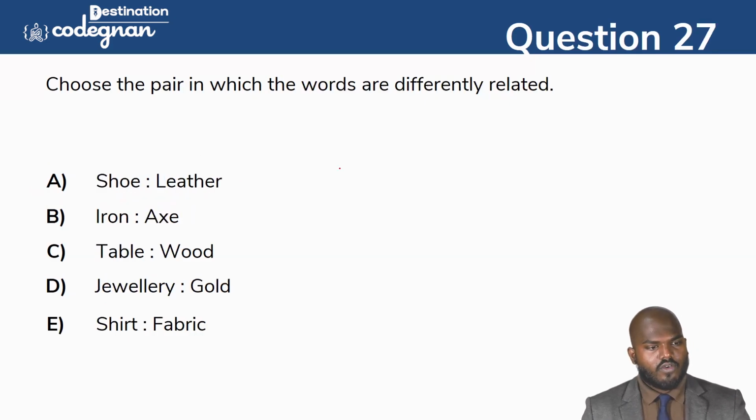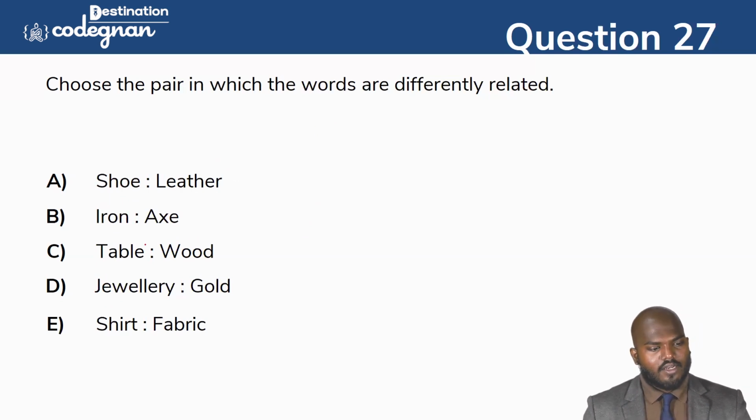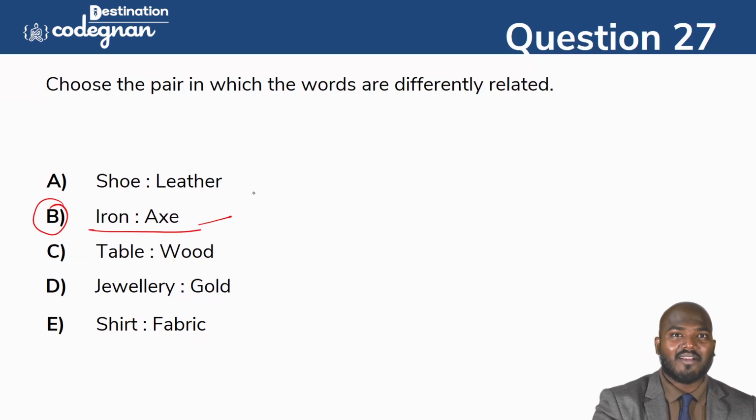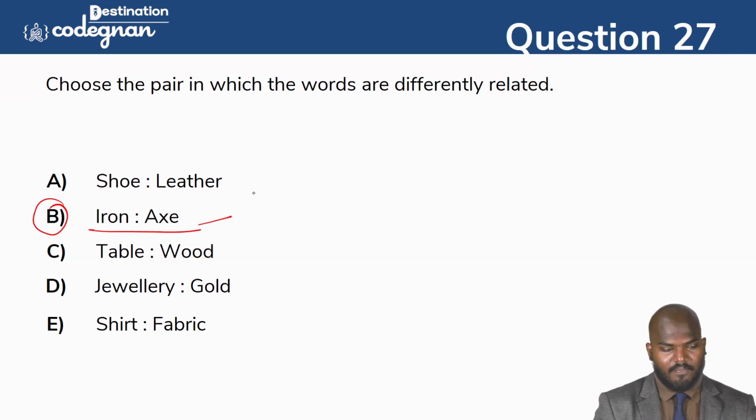Next, which pair is differently related here? Shoe, leather. Iron, eggs. Table, wood. Jewelry, gold. Shirt, fabric. So what is the answer we will say here? Option B is the correct answer, iron and eggs. Option B is the correct answer because everything else is related to material: the shoe is made of leather, the table is made of wood, jewelry is made of gold, the shirt is made of fabric. So this is how it will come.